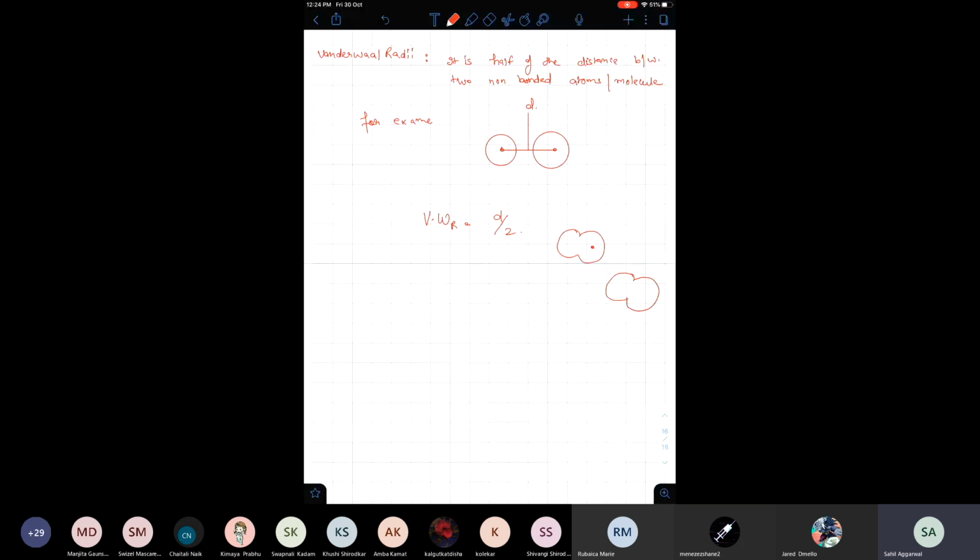Or if you have two molecules, and if this is d, then the van der Waals radii will be d by 2. Understood?